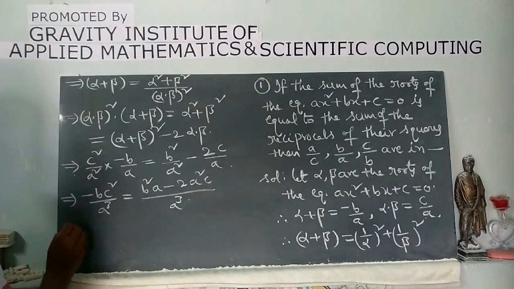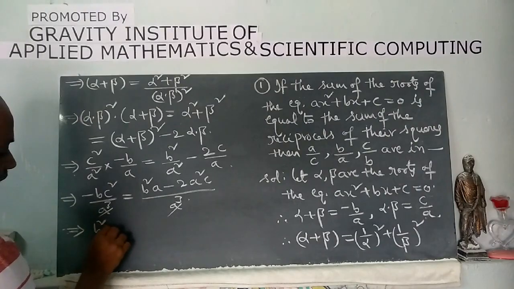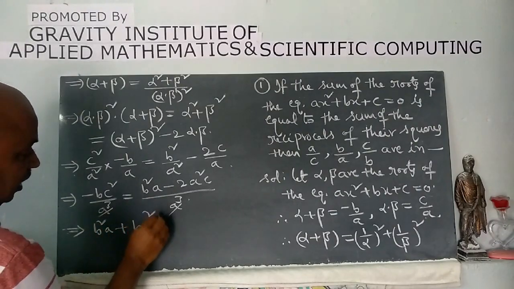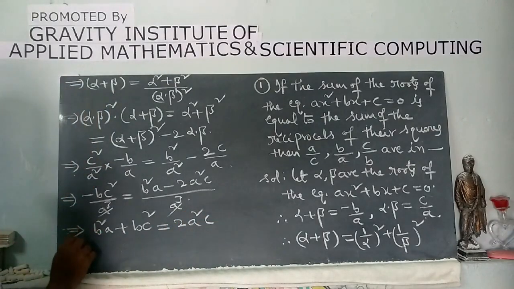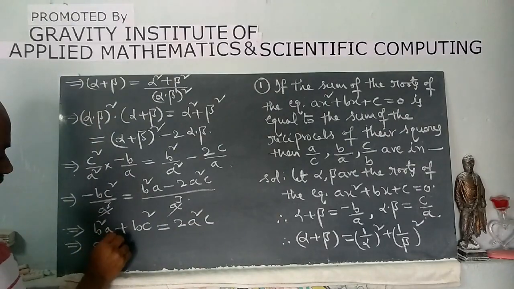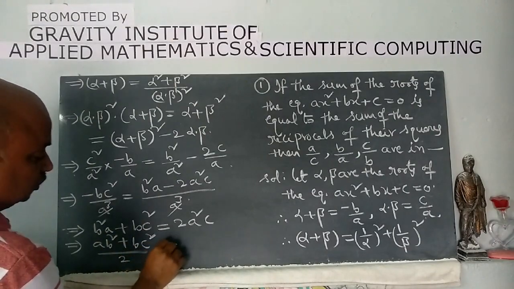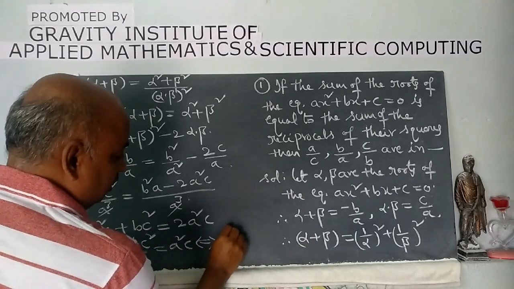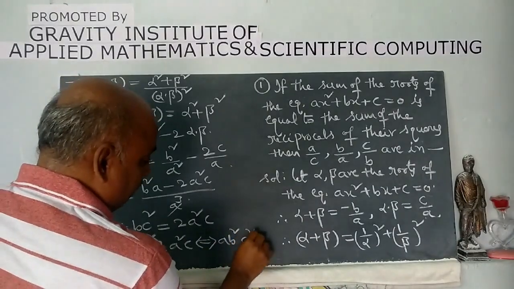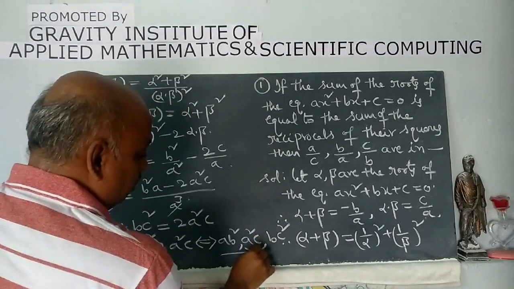So this implies a cube gets cancelled. So this is b square a plus bc square is equal to 2a square c. So this implies ab square plus bc square by 2 is equal to a square c. So this implies ab square, a square c, bc square are in AP.